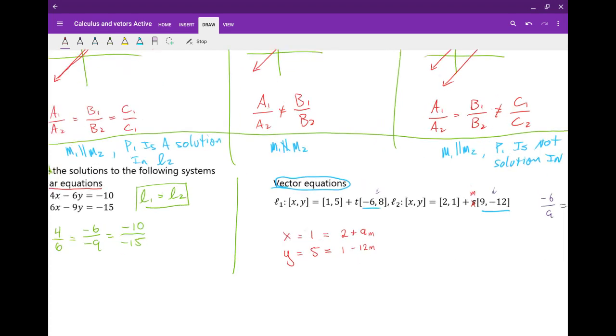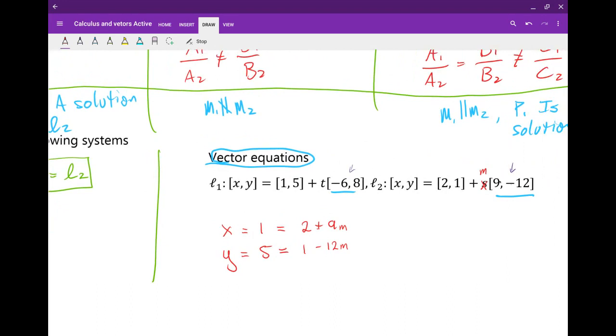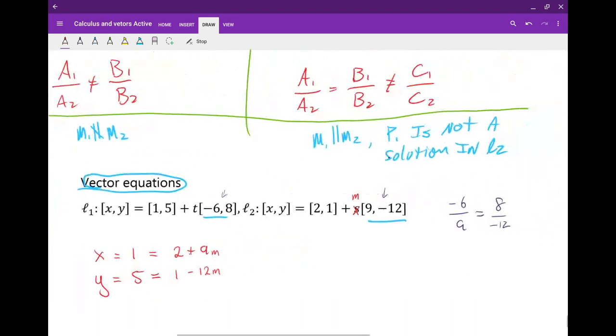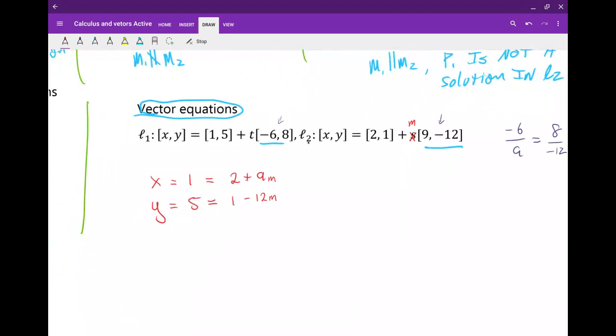So now the question is, is 1 comma 5 on this line over here? What I'm doing is I'm trying to determine if P1 is or is not a solution to line 2. So here's line 2, here's P1. By the way, P1 is the point on line 1. I think I'd never mentioned what P1 is, but P1 is the point on line 1.